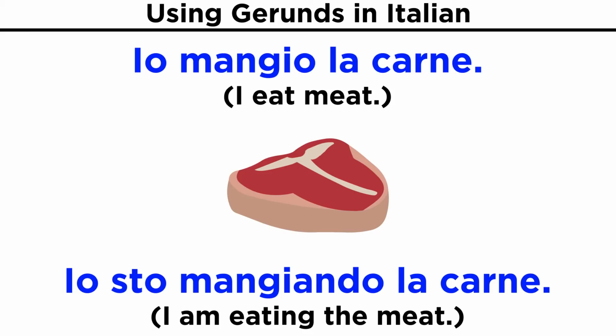The difference is that the first sentence means, I eat meat. This can easily be interpreted as meaning, I eat meat in the general sense. But the second sentence means, I am eating meat, which is action that is necessarily happening right now.